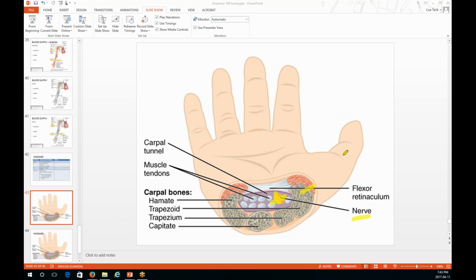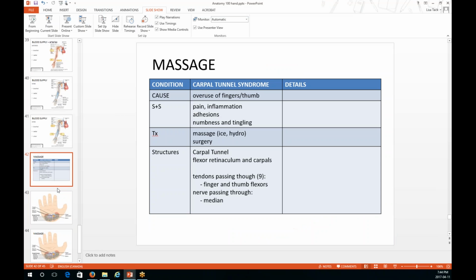And it gives weird sensation in the thumb, index finger, middle finger, but only half of the ring finger. That means your median nerve is compressed. And it could be carpal tunnel. Now it could be other things. That's where you guys have to do a bunch of testing. You're going to learn how to test for it, how to check for it, all this stuff. Okay.